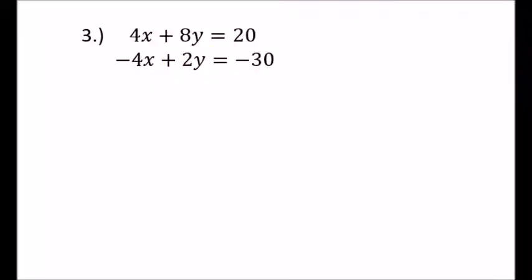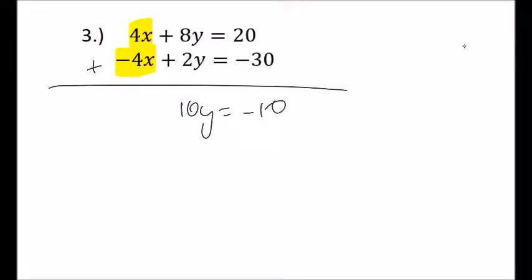All right, these y's are different. We have a positive 4y and a negative 4y. That means that we should be adding this. If we're adding this together, that goes away. We're going to get 10y is equal to negative 10. y is equal to 1. 4x plus 8y is equal to 20.